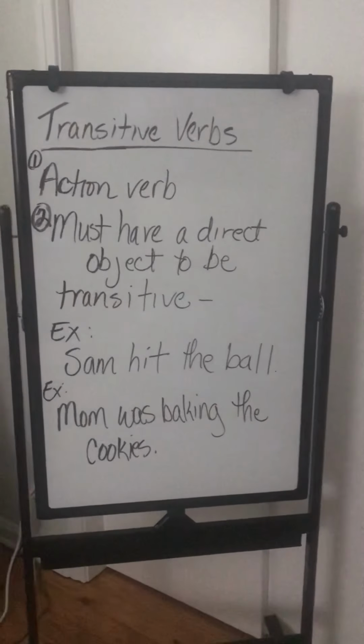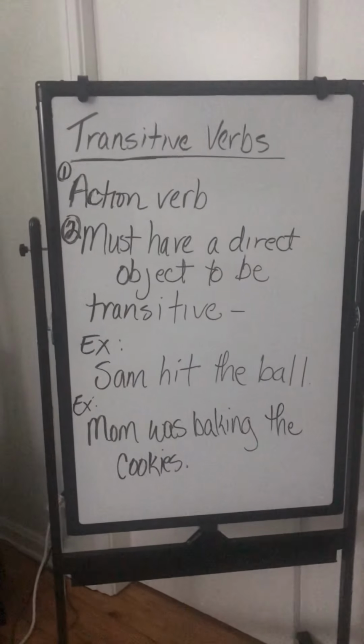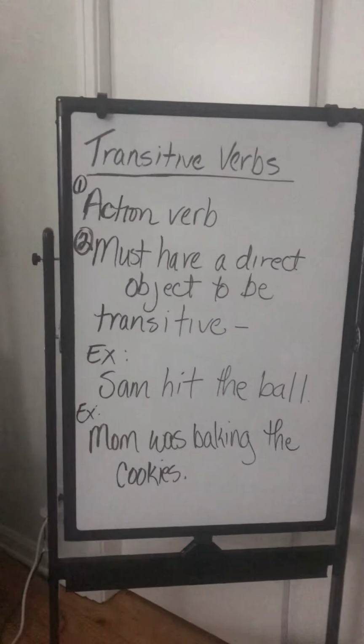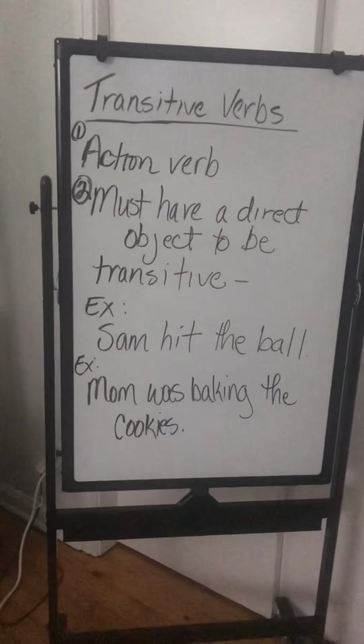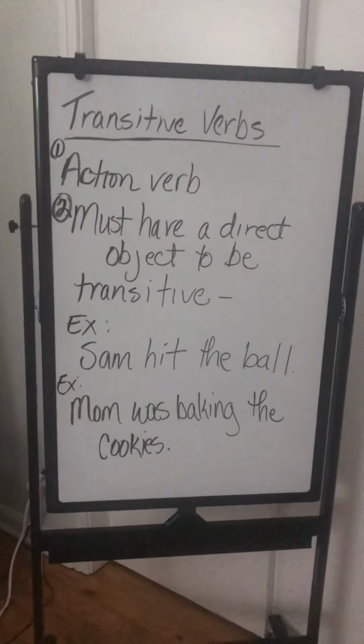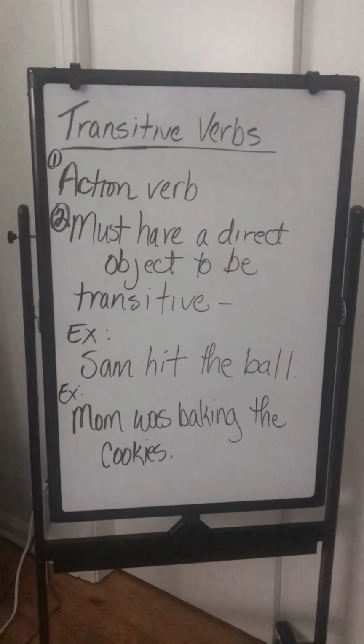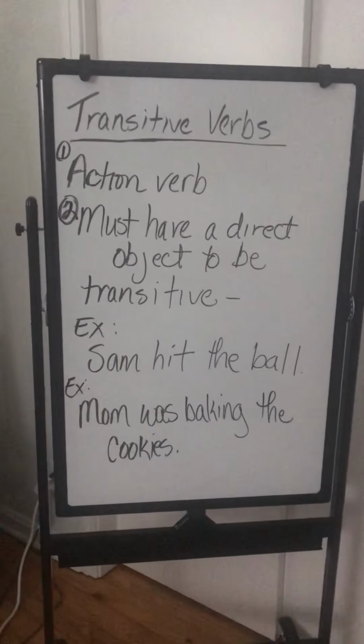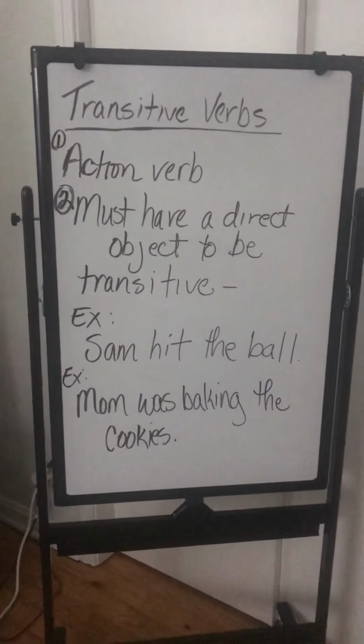So just to recap, for an action verb to be transitive, first off, it has to be an action verb. If it's a linking verb, this doesn't apply to those kind of verbs. It only applies to action verbs. And then for it to be transitive, it has to have a direct object.